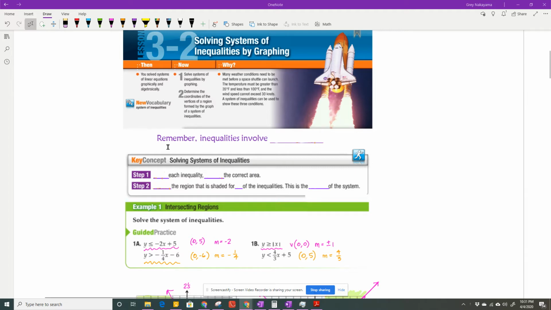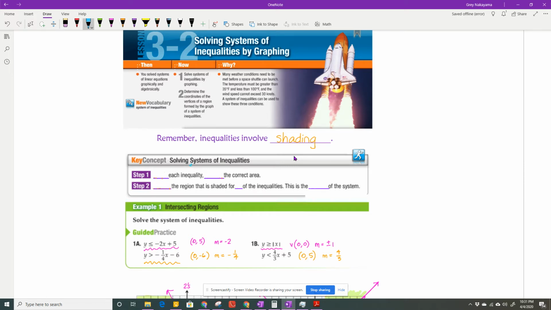So hopefully you remember that whenever you have inequalities, that means that there will be some type of shading involved. Okay, so to solve a system, remember a system is two or more equations, or in this case, inequalities.